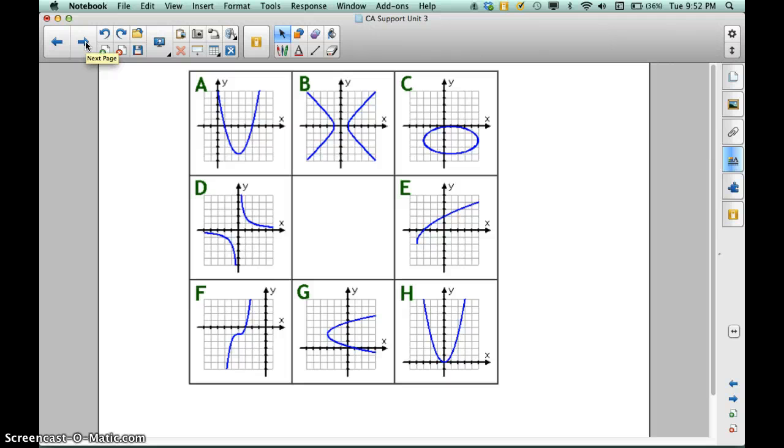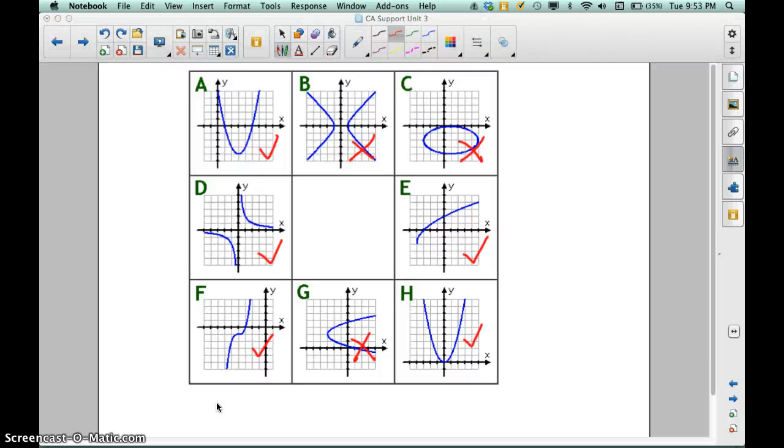Let's take a look at these. I want you to pause the video and decide for each lettered graph whether it's a function or not. Simply do the vertical line test. All right, take a look.